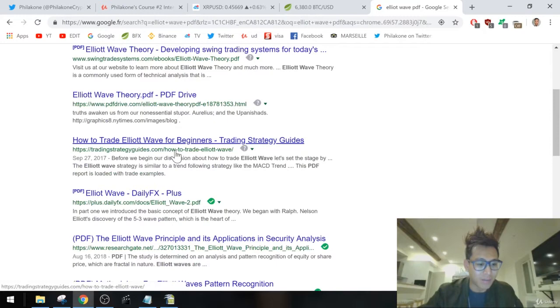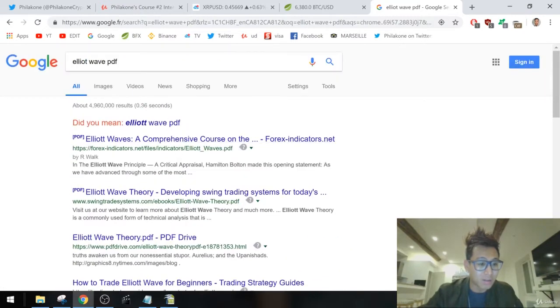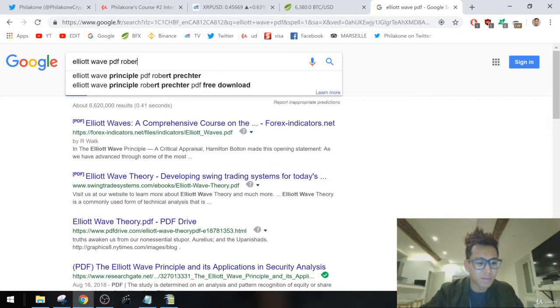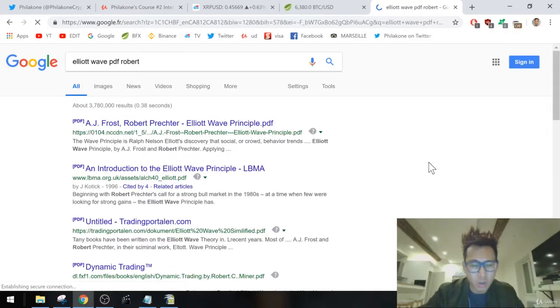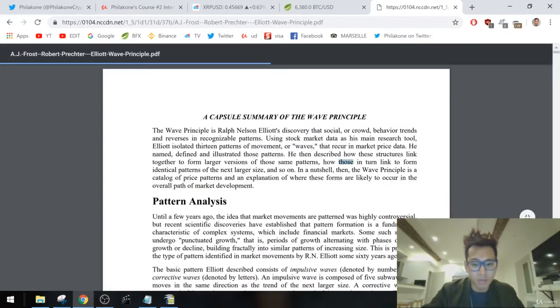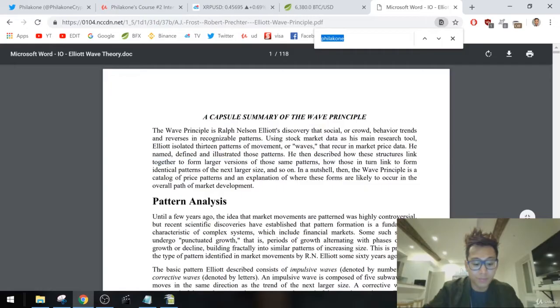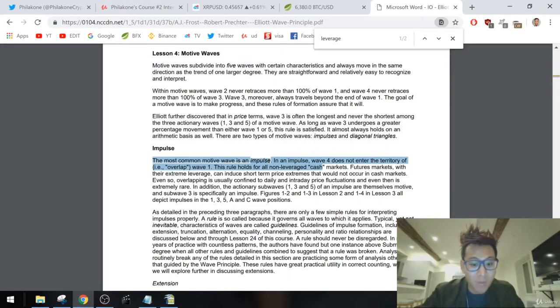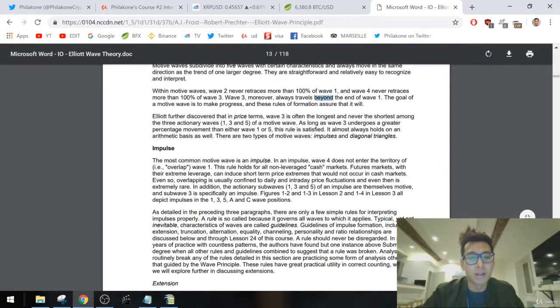Elliott wave PDF. Where is it here again? Whoops. There you go. I'm going to show you guys proof in the pudding. All right, just to make sure you guys understand this as well. Right here, okay? And in an impulse, wave 4 does not enter the territory of wave 1. This rule holds for all non-leveraged markets, okay? And you guys know how BitMEX can be extremely leveraged.